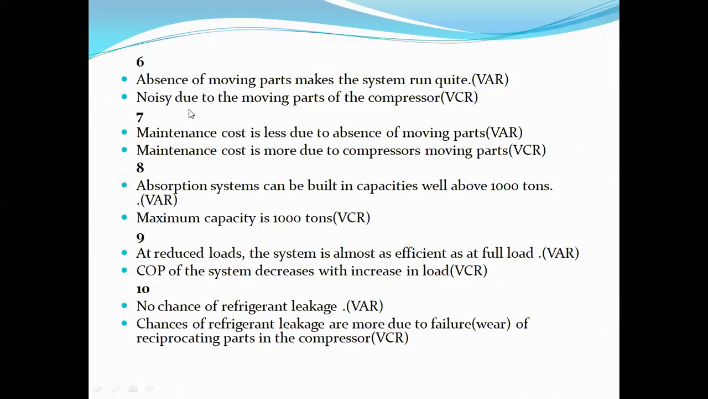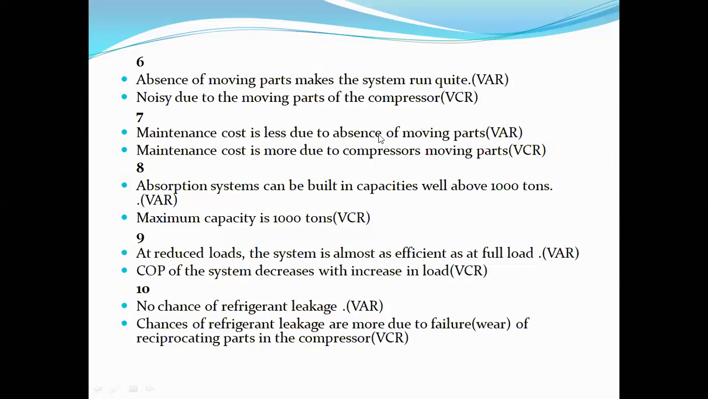Then next comes the seventh difference: when you have a compressor, the maintenance cost is more. Maintenance cost is more due to the moving parts of the compressor. Whenever we have a compressor, it requires more maintenance because a lot of moving parts exist in it. Because there are no such moving parts in VAR, where we have a pump, the maintenance cost is less.